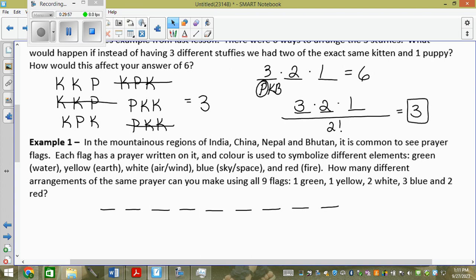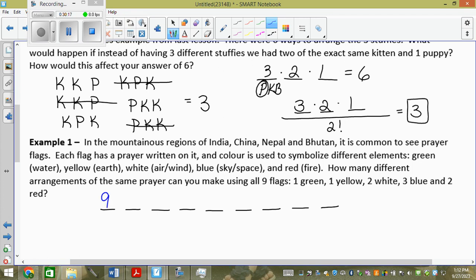Make sure you're paying attention and not talking. So how many flags do I have? I have 9. So do I have an unlimited amount of flags, or do I have just 9? I have just 9. So this would be 9 flags.